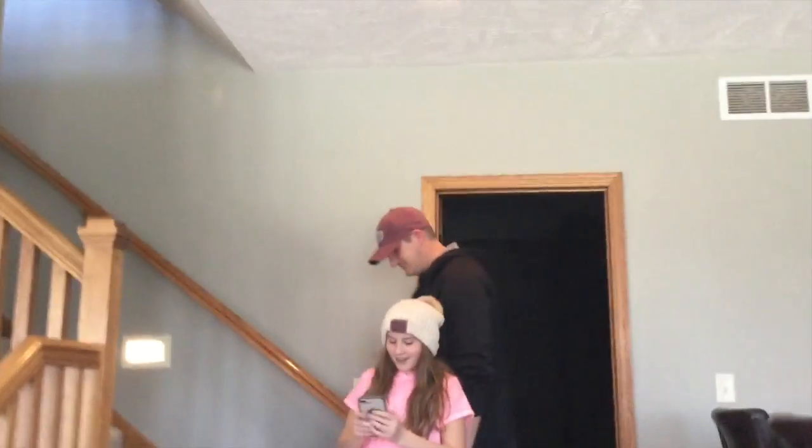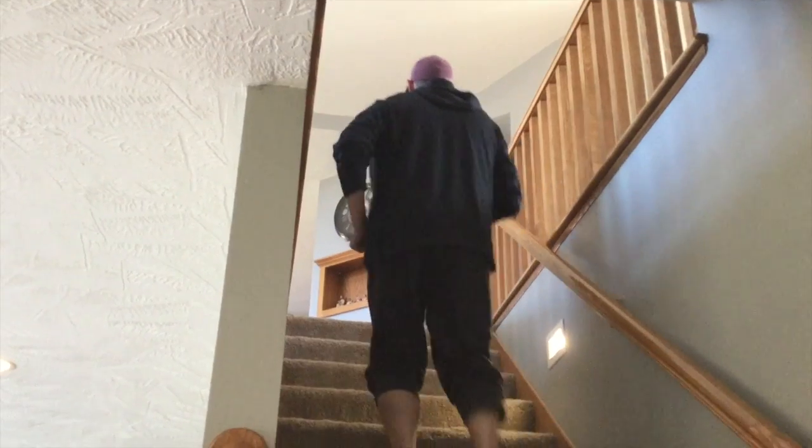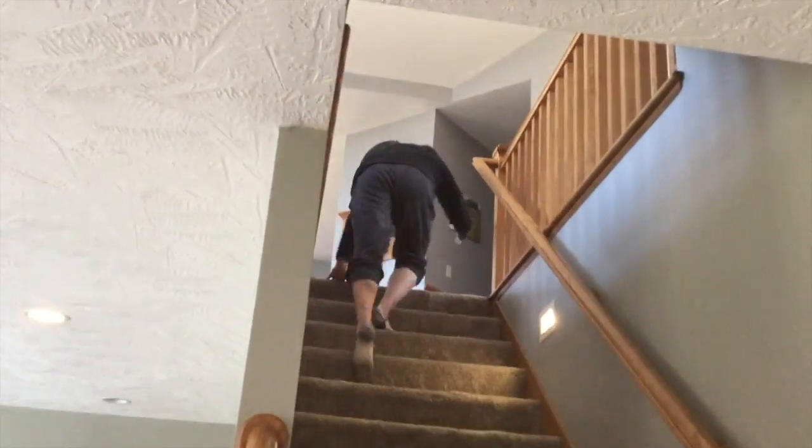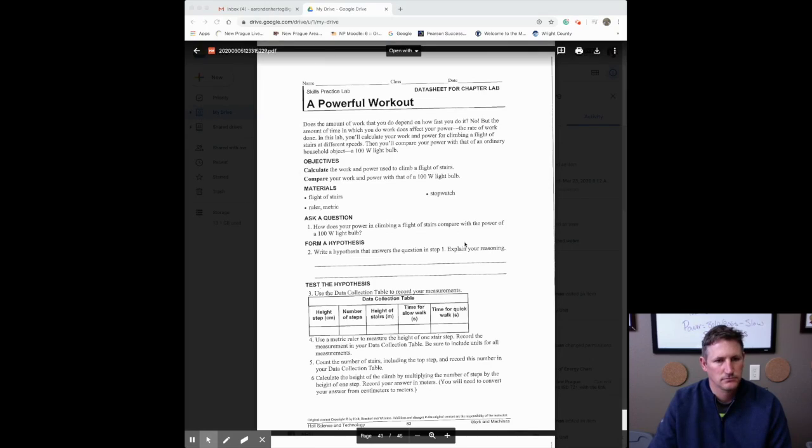The next step is to find a partner to help time you going running up the stairs and walking up the stairs. Ready, set, go. Stop. It took 9 seconds. Okay, go. 2, 1, go. 2 seconds.